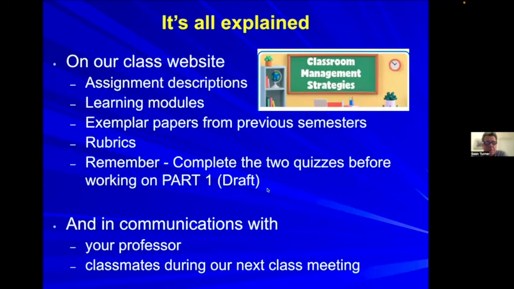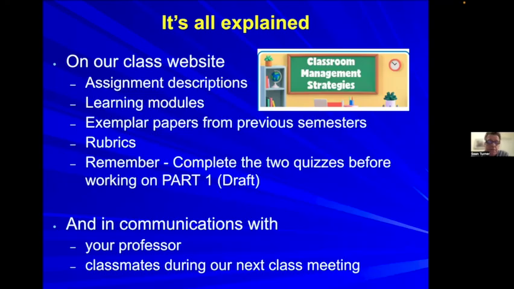My gosh, we're almost at the end. On our class website, which is Brightspace, there's assignment descriptions. Again, go back to learning modules. If you take anything away, do the learning module first before you start working on part one. We outline which ones you need to do and take the quiz. Don't worry about what you score on the quiz. Just do the modules and take the quiz.